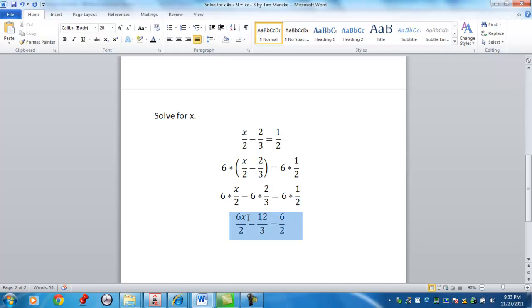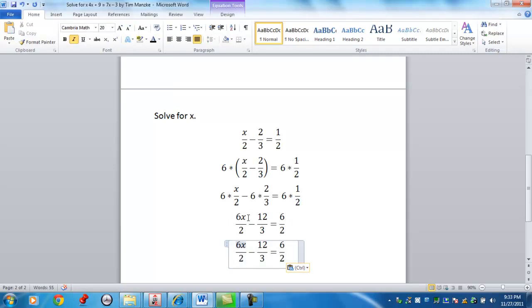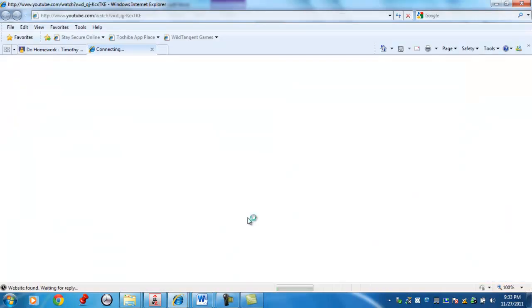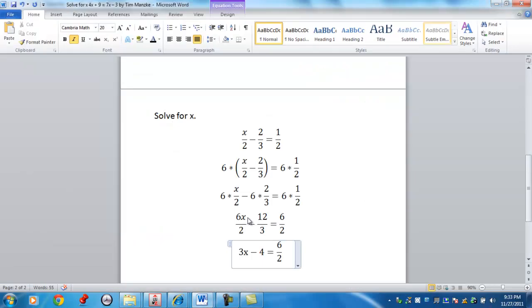Now, the next thing we're going to do is reduce each of these fractions to lowest terms. 6 divided by 2 is 3, so the first fraction becomes 3x. The second fraction, 12 divided by 3, becomes 4. And the last fraction, 6 over 2, becomes 3.